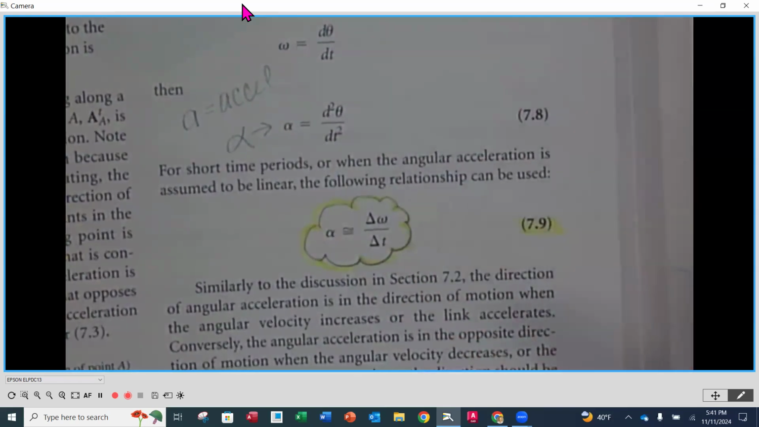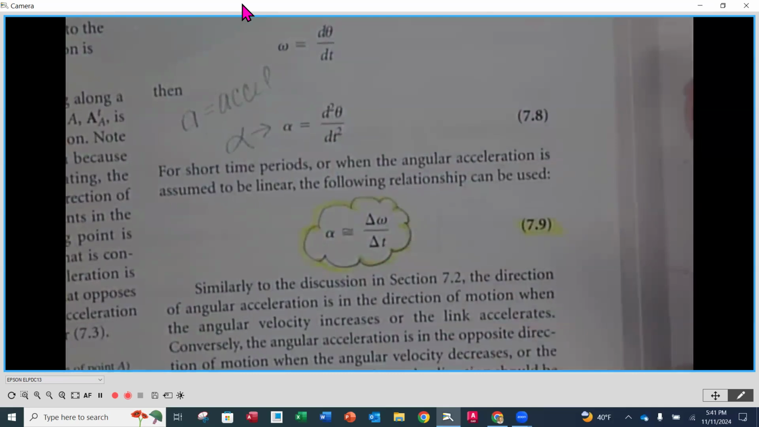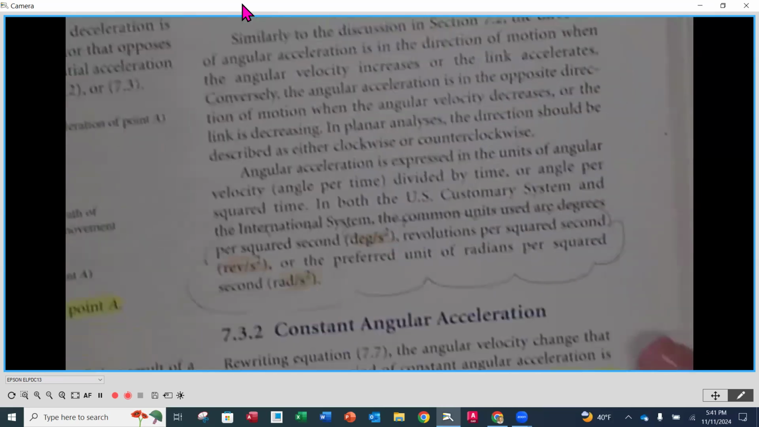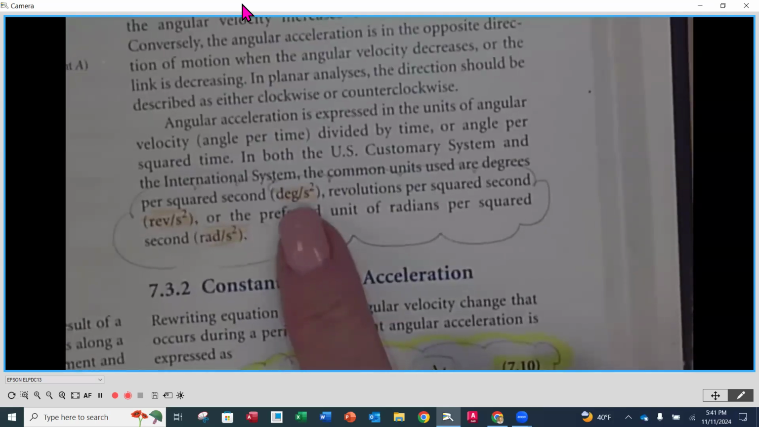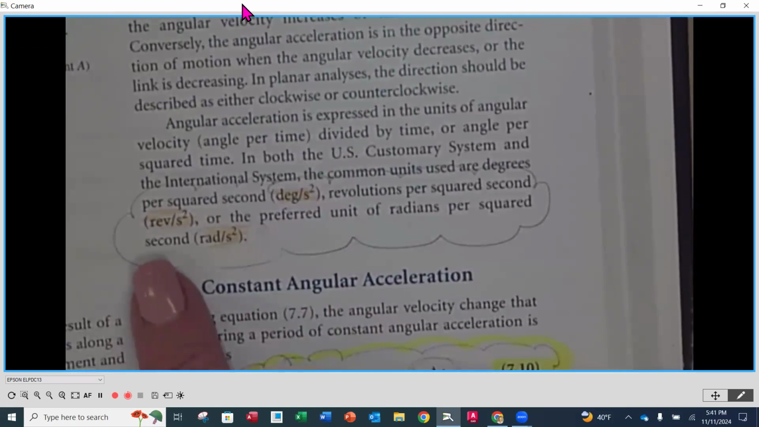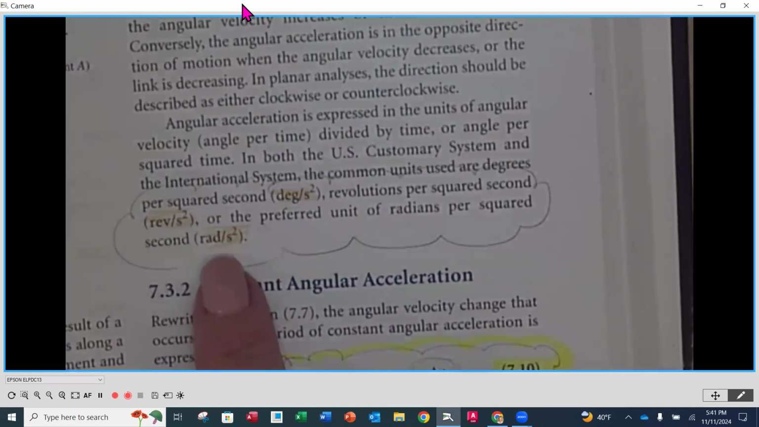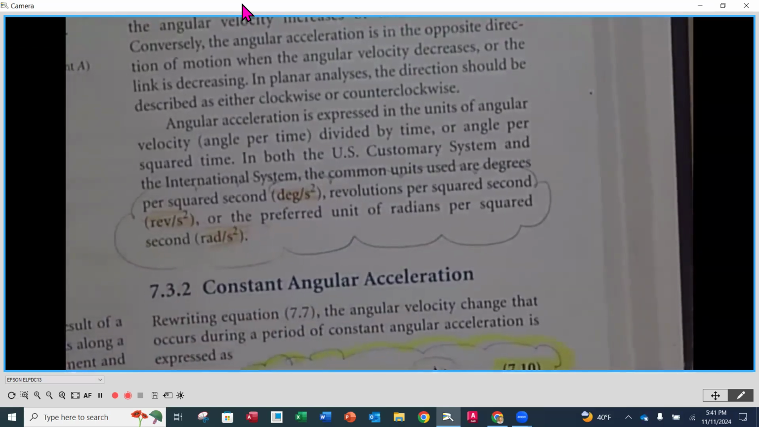Now, when we look at units for angular acceleration, they show them down here in this paragraph. They can be one of three things: degrees per second squared, revolutions per second squared, or the preferred units, radians per second squared. And that's where we usually get them. And we calculate them to be that value.